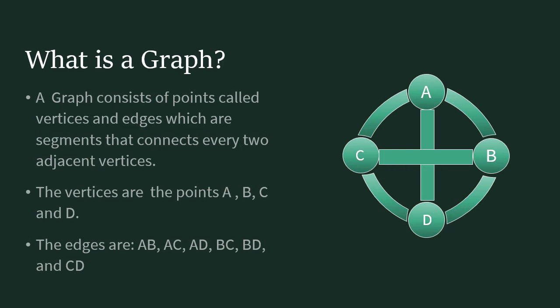A graph consists of points called vertices and also consists of edges, which are segments that connect every two adjacent vertices. The vertices in our graph here are the points A, B, C, and D. And the edges, and keep in mind the edge doesn't have to be straight, it can be curved, are AB, AC, AD, BC, BD, and CD. So these are the edges.